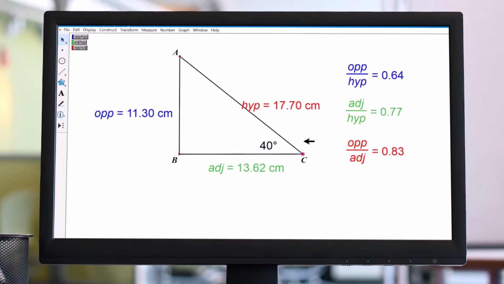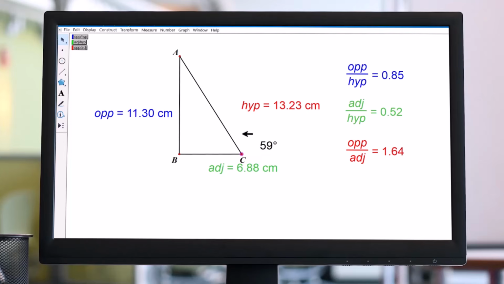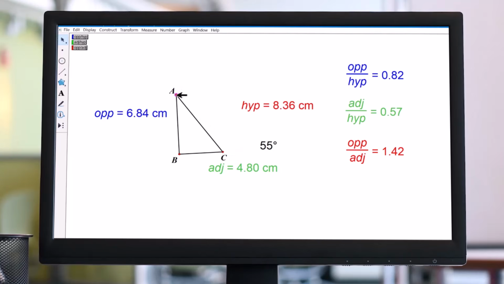Let's just pick a different angle. I don't know, you want to go bigger? Let's do that. Let's change it to 55. Now here are the ratios, here are the side lengths. What happens when I change the side lengths now?